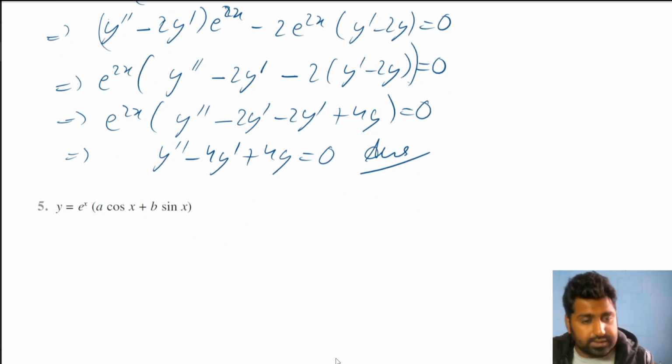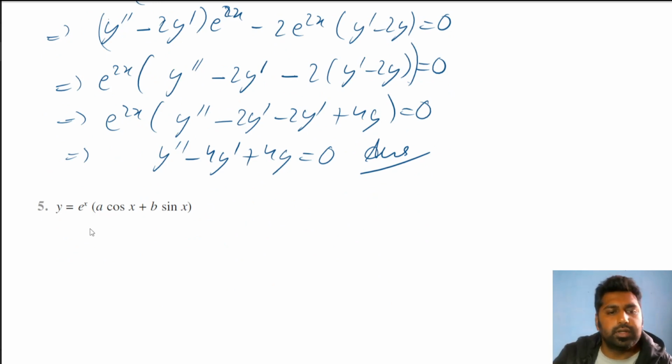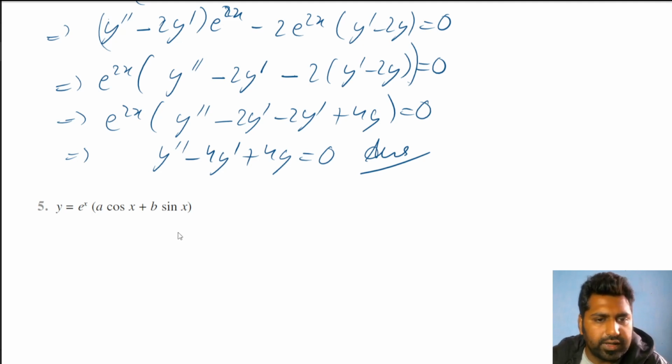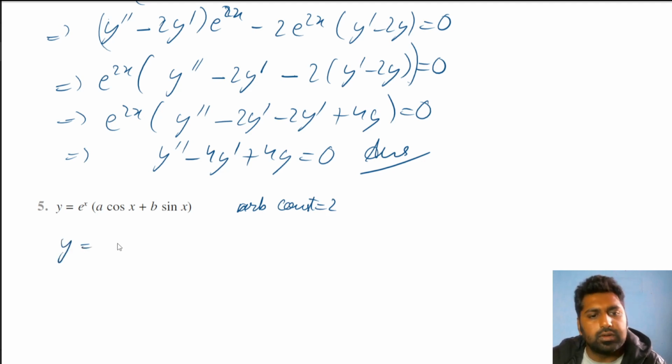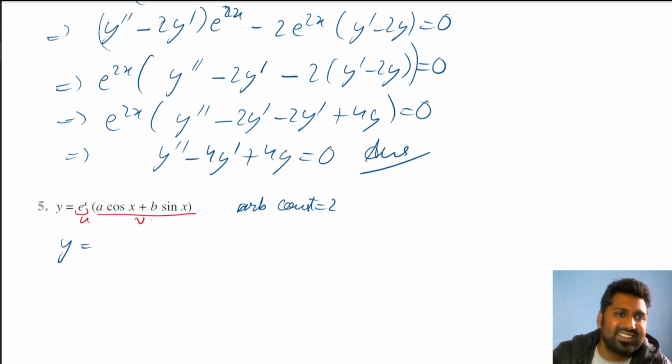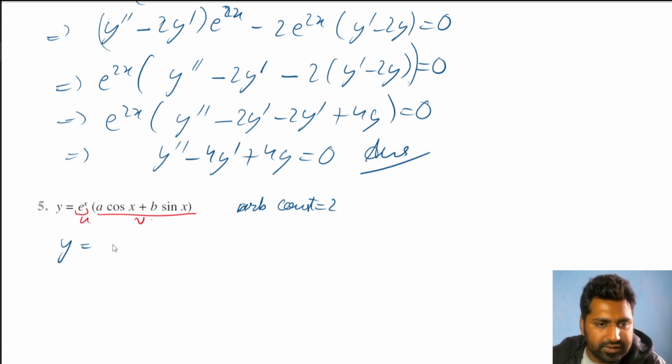Last question is this, y is equal to e raised to power x times (a cos x plus b sin x). So again, 2 arbitrary constants, 2 times we have to differentiate to get the equation, but be smart about it. Let's see. Y is differentiated 1 time, and be very careful, this was u and this was v. It's not like keep it as it is and differentiate inside. So u dash v, so e raised to power x differentiation is e raised to power x.